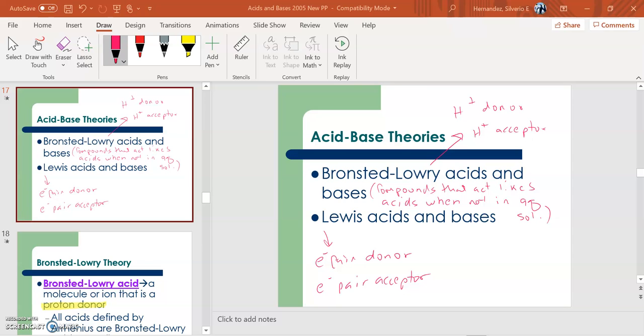All right, part two of acids and bases. We're going to look at the other two definitions of acid-base theories. The next one is Bronsted-Lowry.